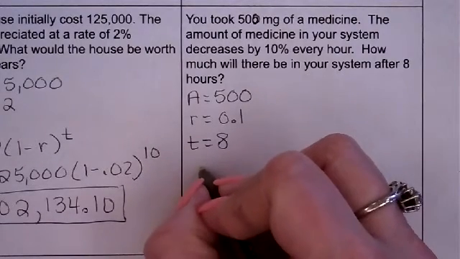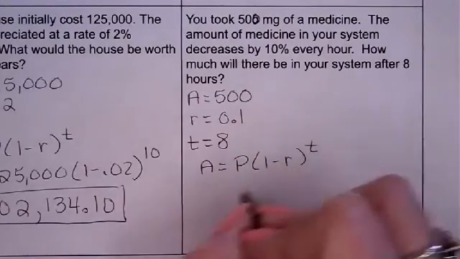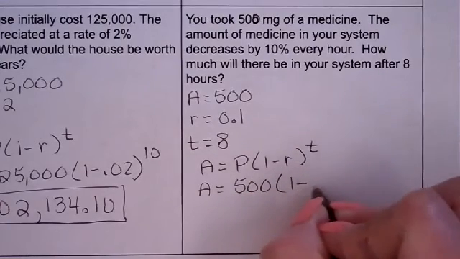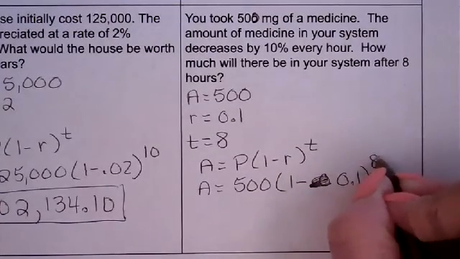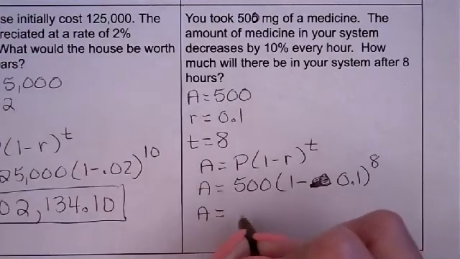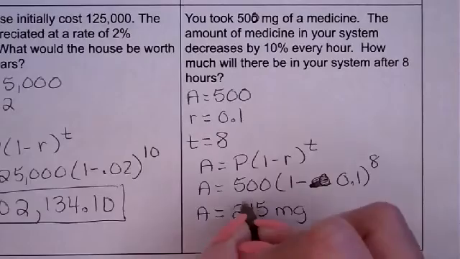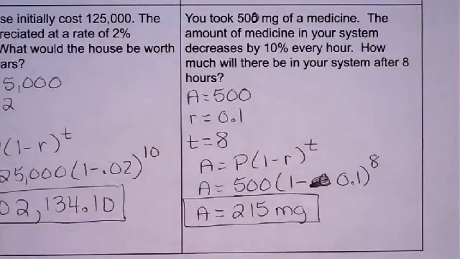Okay, so A equals P times 1 minus R to the T power. So 500 times 1 minus 0.1 raised to the 8th power. And when I put all that into my calculator, I'm going to have 215 milligrams of medicine left in my system. Now, please get these notes copied and put them into your interactive notebook, and you can go to Canvas and work on your assignment.